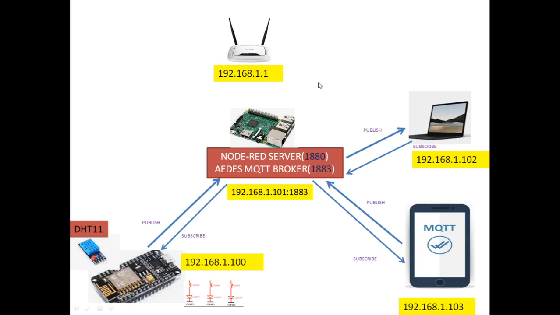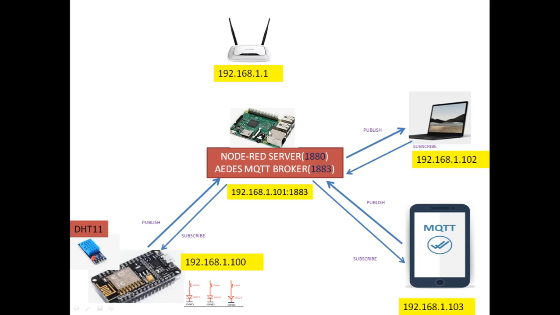As I said, the MQTT protocol runs on top of the TCP/IP protocol. It means all these devices are connected to the access point on Wi-Fi. This Wi-Fi access point is providing an IP address to each device that is connected to it. So the broker is, in this context, the Raspberry Pi.